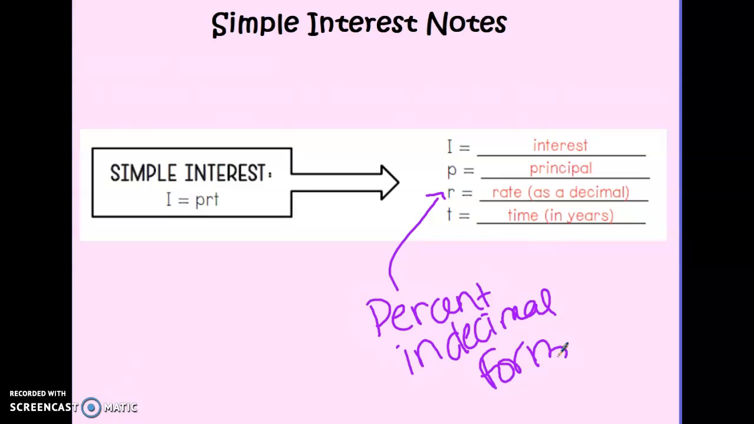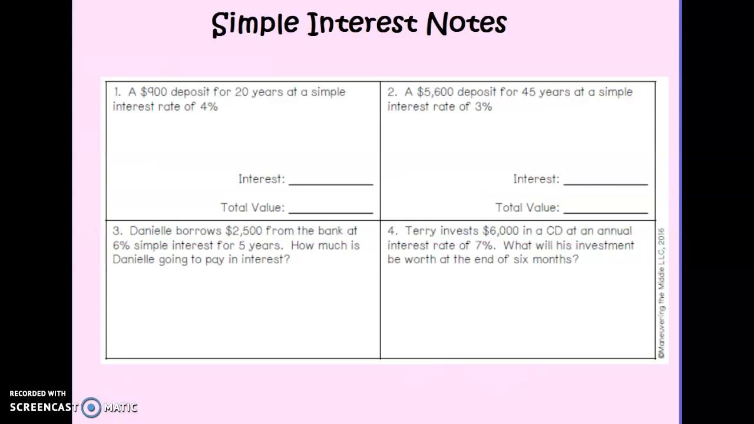Okay, so let's take a look at a few examples. A $900 deposit for 20 years at a simple interest rate of 4%. We just said interest is equal to principal times rate times time, so we just plug these numbers in. First of all, it's telling us to find how much interest. Our principal is our initial amount, which is $900.